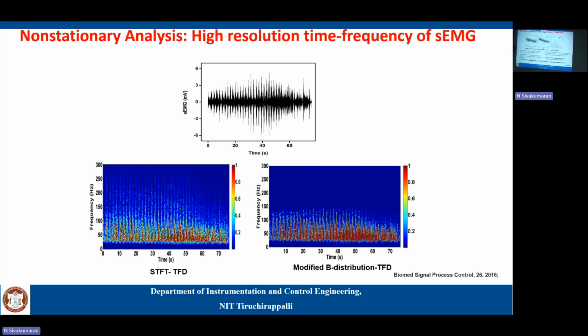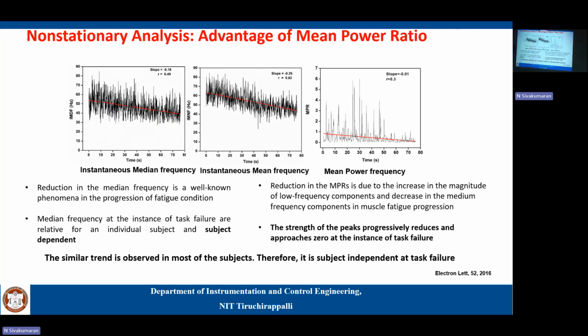This is my PhD work, by the way. We have done a lot of work on this. This is the measure we proposed, and this is the measure that already exists. This particular measure can be used for everyone. If the patient is fatiguing, it goes to zero. It goes to zero for everybody.